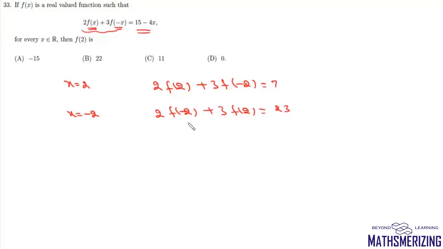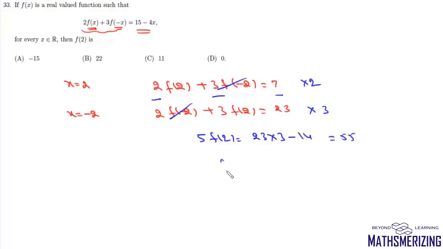Now we'll need to eliminate f(minus 2). So we'll multiply the first equation with 2 and the second equation with 3. And then we'll subtract the first from the second. So here it will cancel. Now here will be 9f(2) minus 4f(2). There'll be 5f(2), and it'll be simply 23 into 3 minus 14, which is nothing but 55. That means the value of f(2) is simply 11, and that's your option number C.